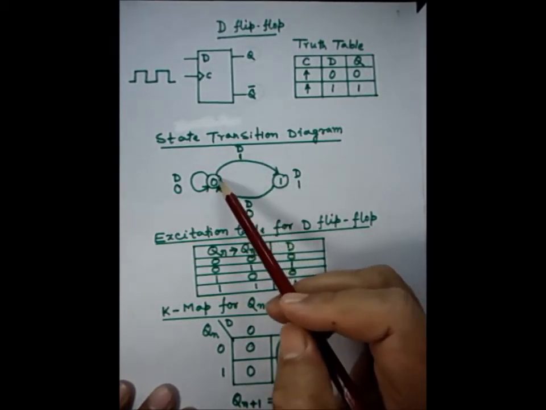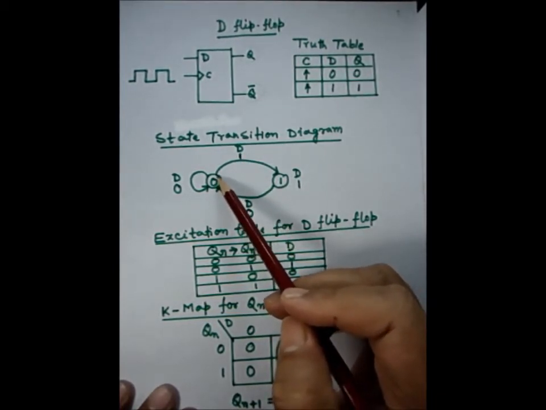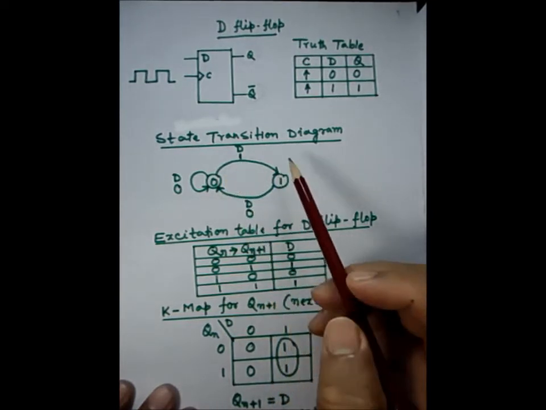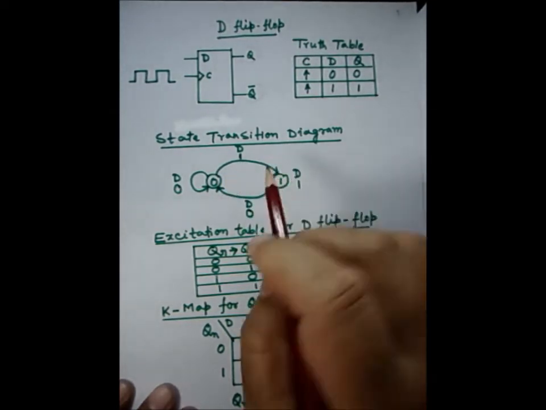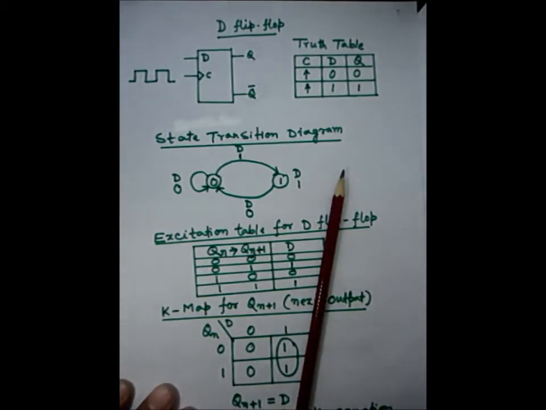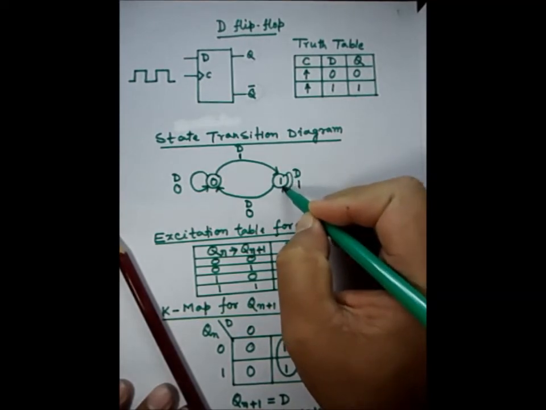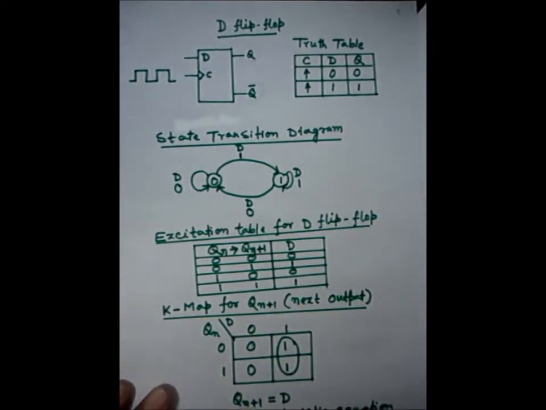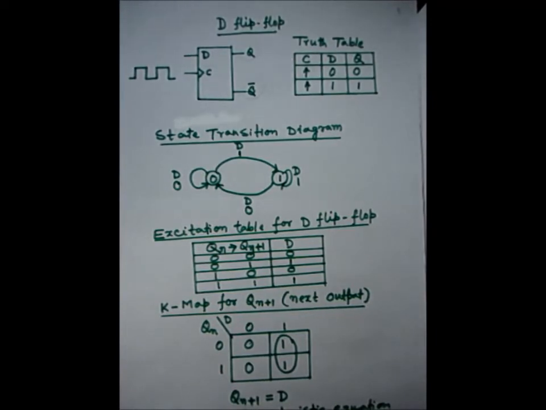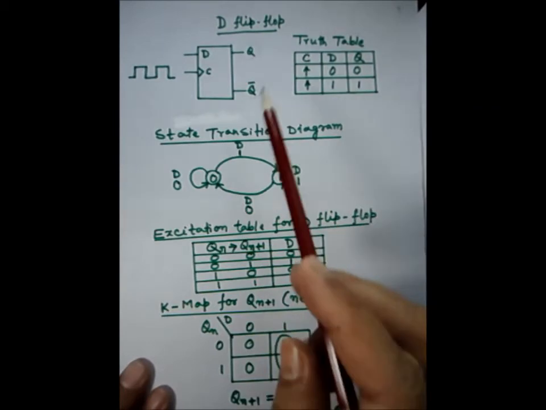When D equal to 1, if the previous state was 0, it will change to state 1, and it will remain as 1. What is the condition? It is when D equal to 1 and the previous state is 1, it will remain as 1. Now from state 1, it will come to state 0 when D equal to 0. This is exactly prepared from the truth table itself.